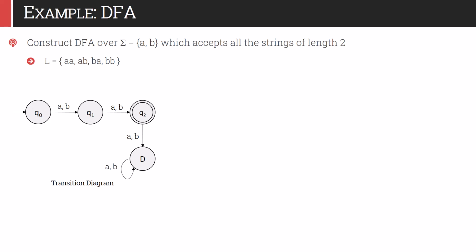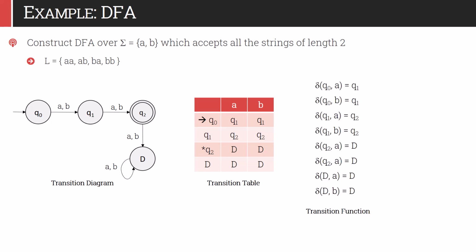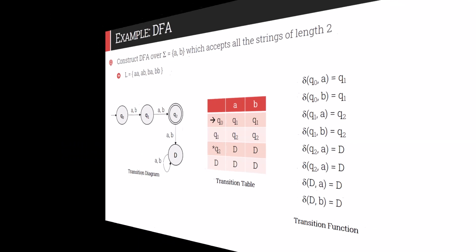So this is the transition diagram. Even if we do not show any transition out of Q2, that is fine. Dead states are not required to show explicitly, so we can skip that part as well. The transition diagram for the same, and these are the transition functions for the given DFA.